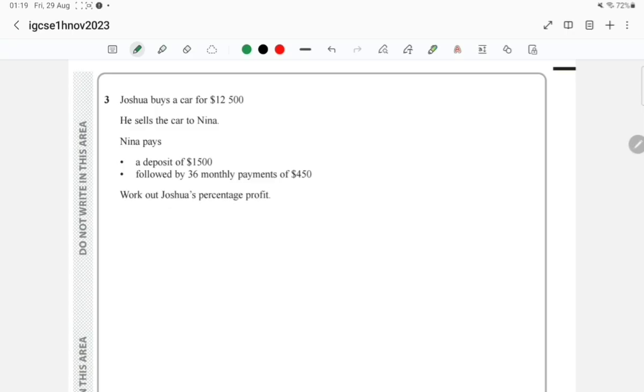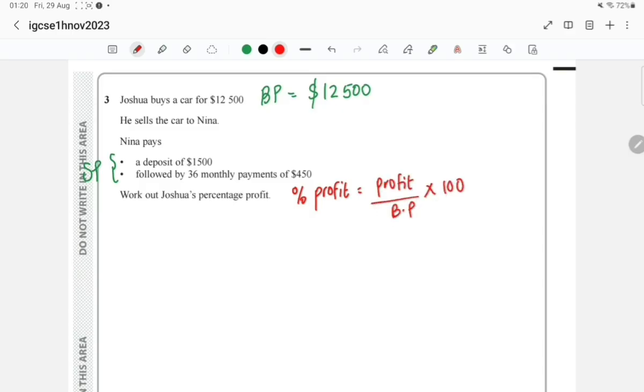Joshua buys a car for $12,500. So I know that my buying price here is $12,500. He sells the car to Nina. Now Nina pays a deposit of $1,500 followed by 36 monthly payments of $450. Now from that I can calculate my selling price. Okay, question: work out Joshua's percentage profit. Now for percentage profit, the formula is profit divided by the buying price multiplied by 100, right?